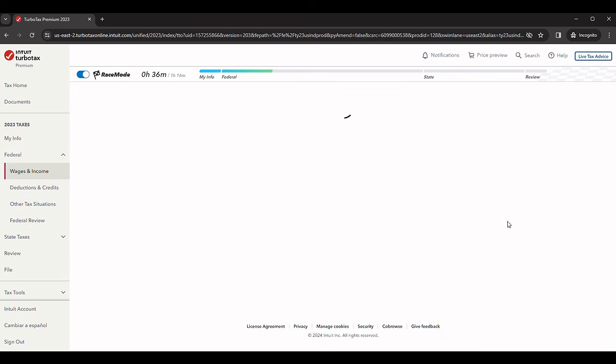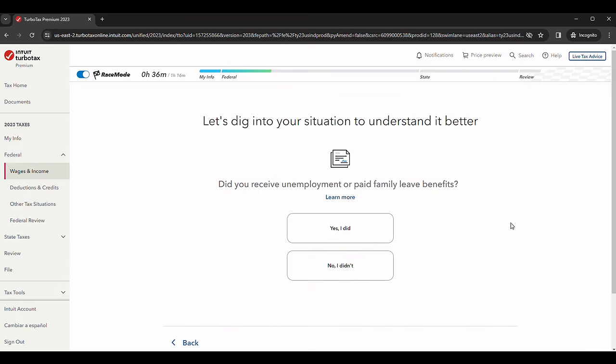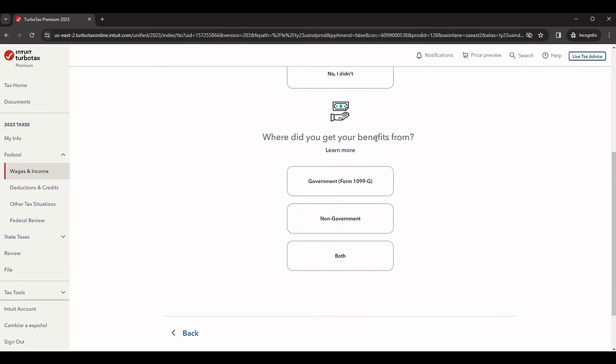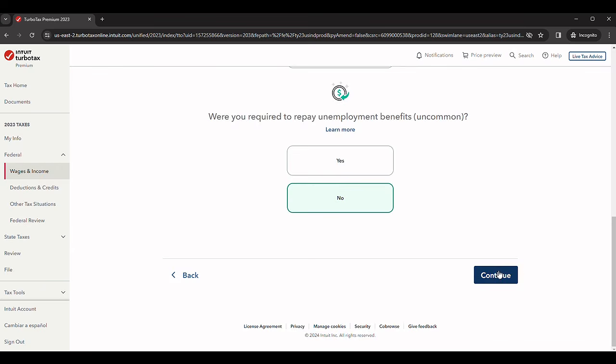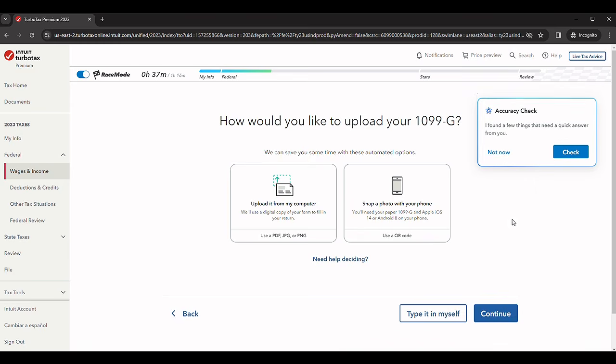Unemployment, let's see how difficult this is. How much trouble they're going to put us through. Did you receive unemployment or paid family leave benefits? Let's just say, yes, I did. Where did you get your benefits from? Let's just say you got it from the state. So it's going to be a 1099-G. And let's just say that we were not required to repay unemployment benefits. So we'll continue. And again, you could take a photo of your 1099-G. You can upload the file from your computer.